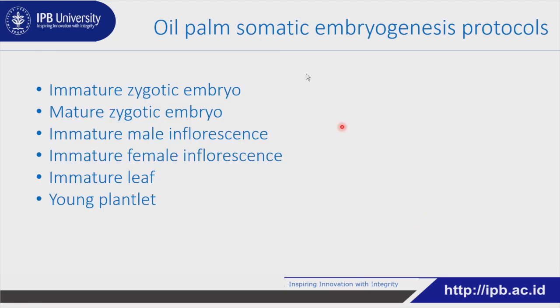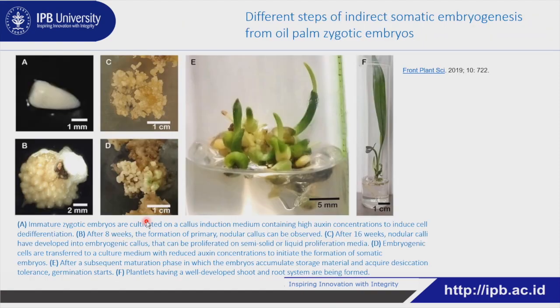So, for the somatic embryogenesis protocol, some commercial companies and also researchers use immature zygotic embryo, mature zygotic embryo, immature male inflorescence, immature female inflorescence, immature leaf, and young plantlet, of course, from their collection. So this is the step of indirect somatic embryogenesis.